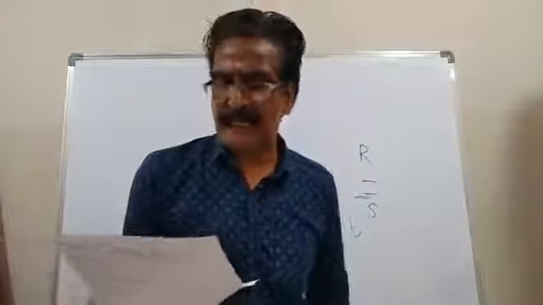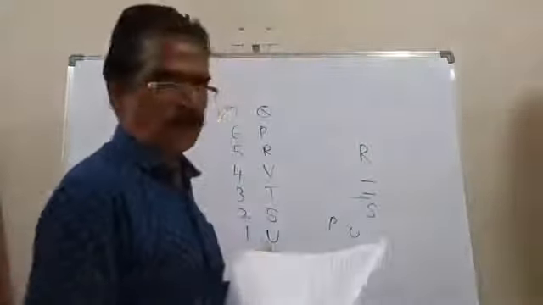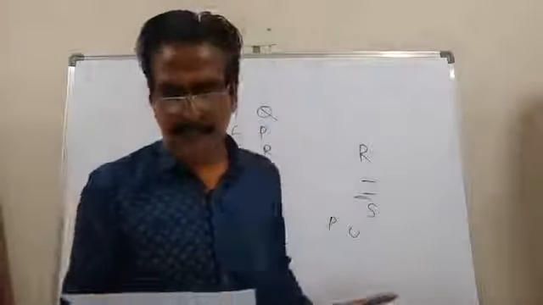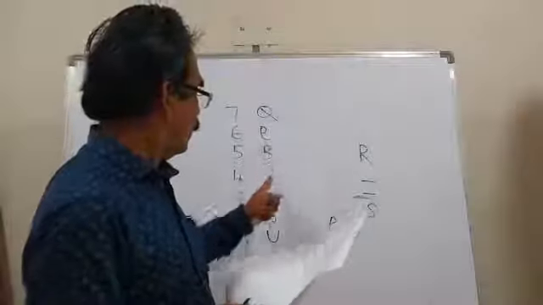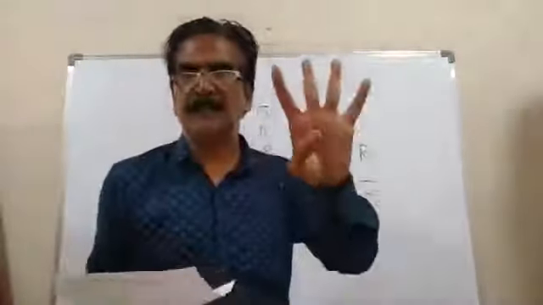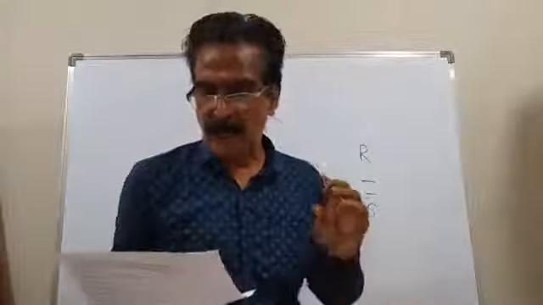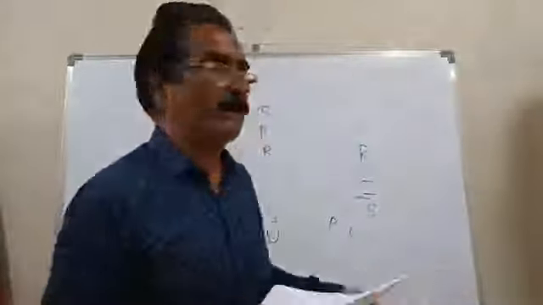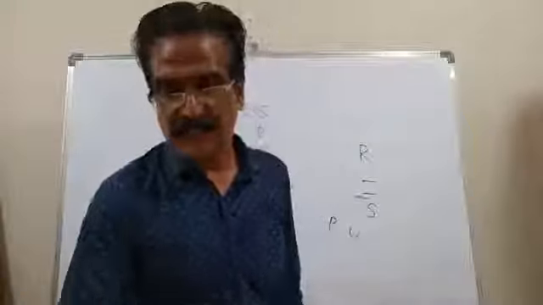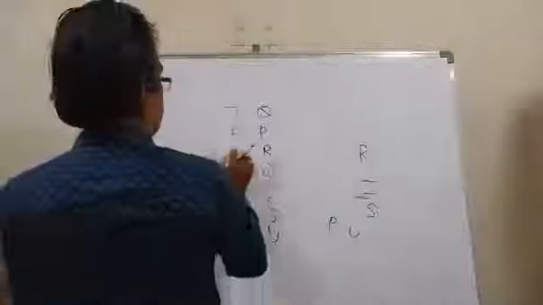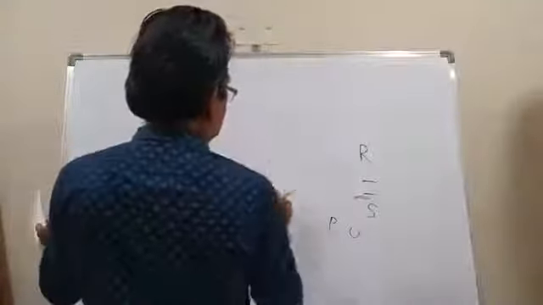Which box is the bottommost box? Box U is the bottommost box. And how many boxes are there between box R and U? There are 3 boxes between R and U. And how many boxes are above box R? That is the third question. Above R, there are 2 boxes. So that's all this arrangement. Very simple arrangement.